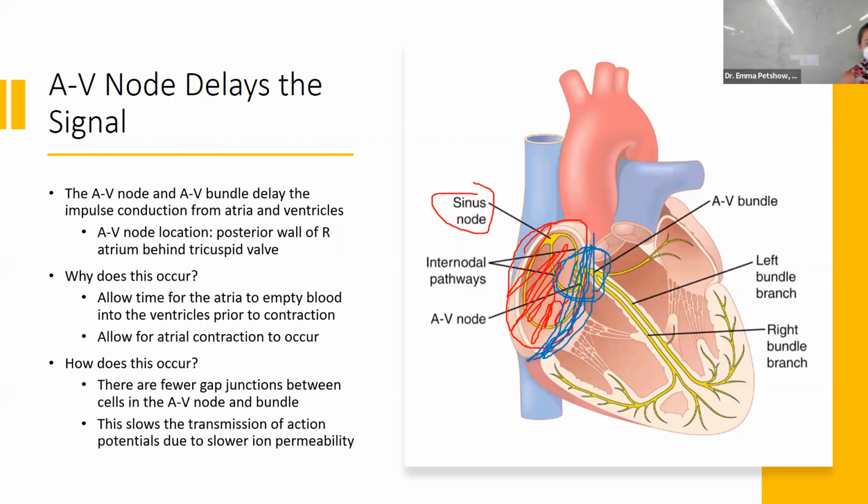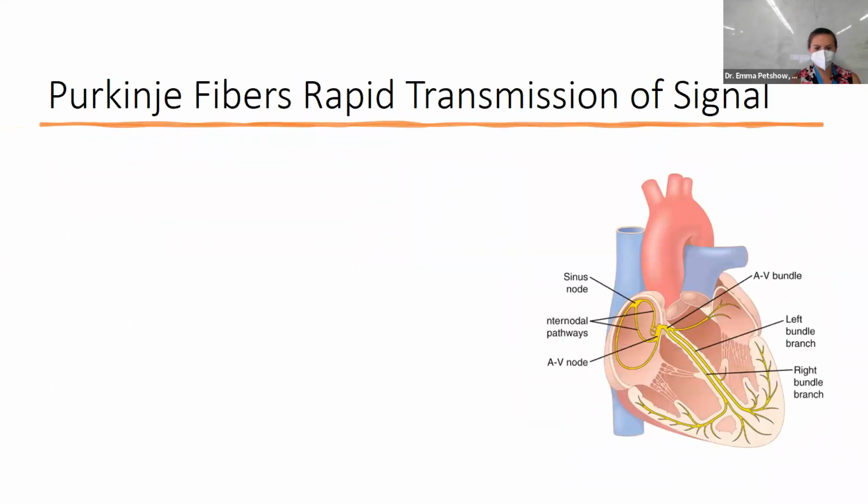Okay, good. Go team. So it slows that transmission of action potentials due to slower ion permeability. Okay, simple as that. Less gap junctions, slower signal. So once we do get through the AV node and the AV bundle, we then pass that signal down to our Purkinje fibers and our left and right bundle branches, which rapidly transmit the signal to the ventricles.